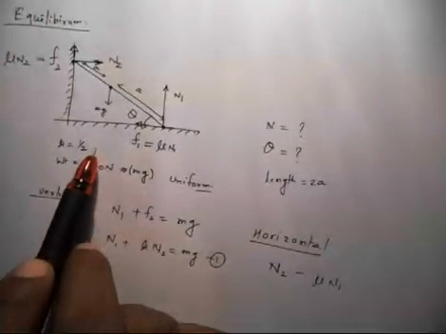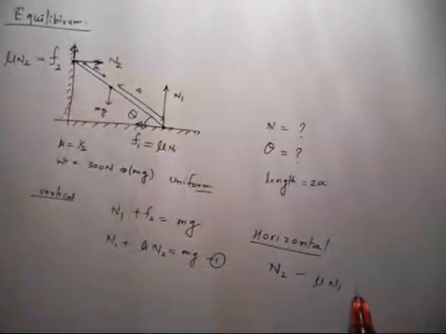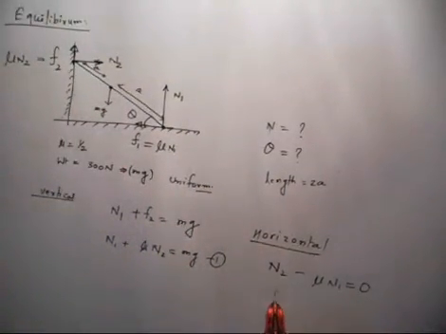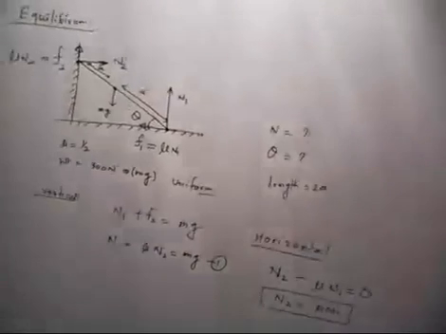Any other force in the horizontal direction? There is no horizontal direction. So I can say the total force has to be 0. So N2 is nothing but mu times N1. So now I can solve for N1 and N2.